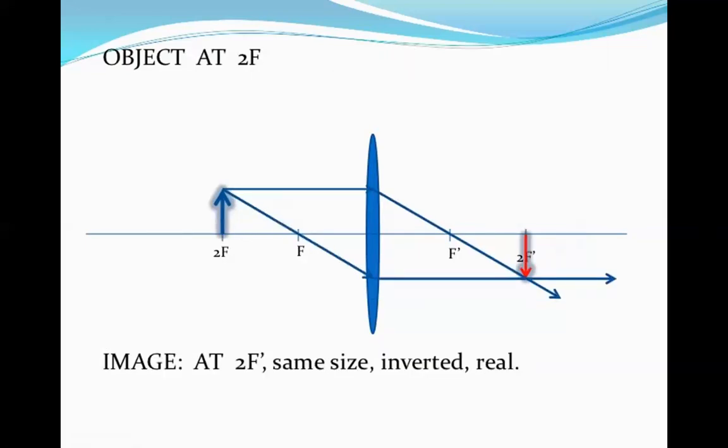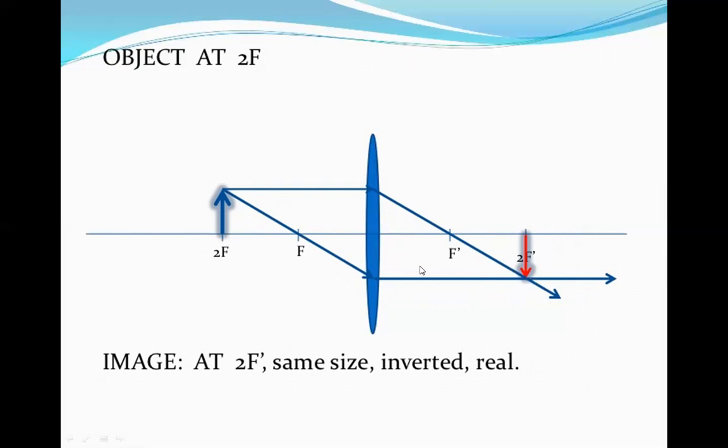When the object is placed at 2F, this is an easy case to remember. Always remember, whenever the object is placed at twice the focal length from the lens. For example, the focal length of this lens is 6 cm, and the object you have placed at 12 cm. So the object is basically placed at twice the focal length. So the image will form also at 2F.